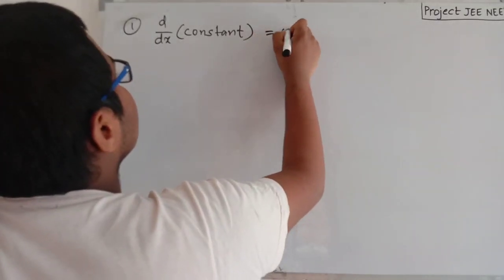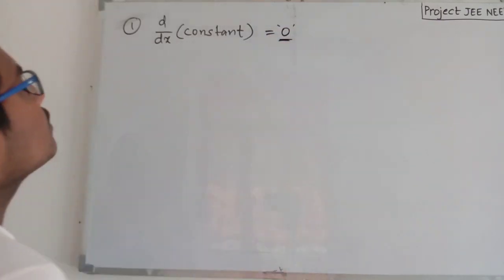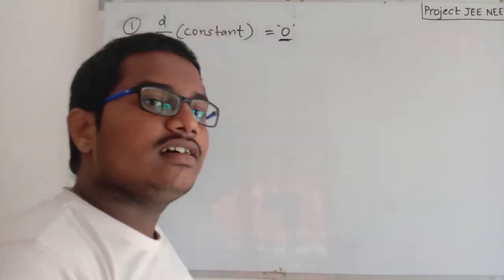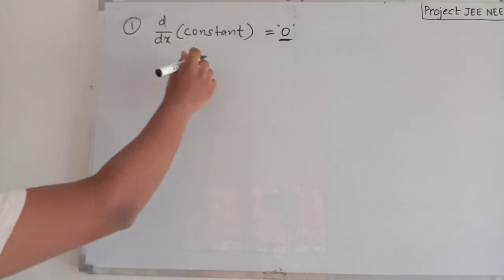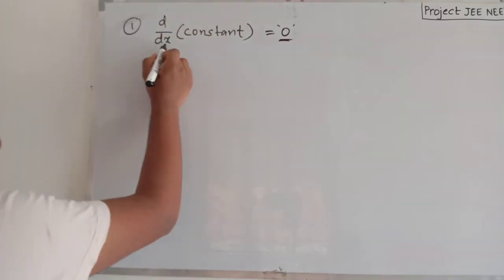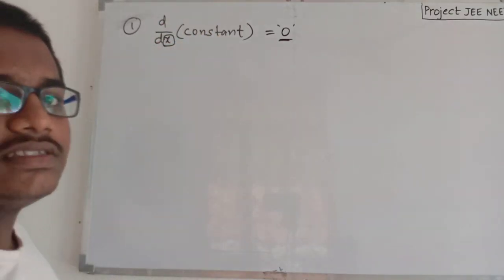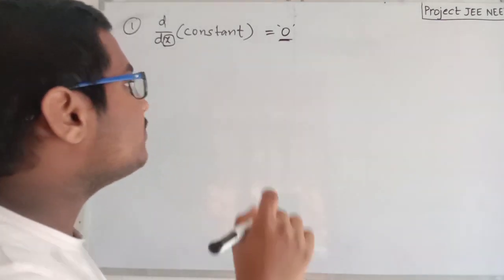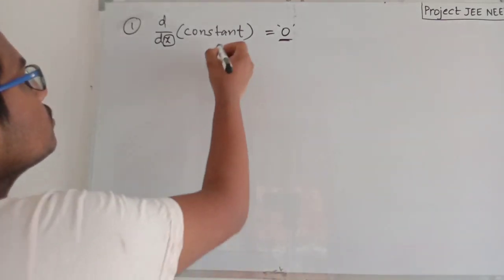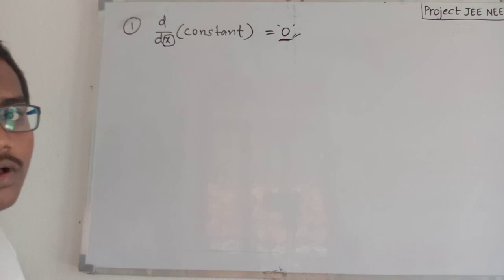So d by dx of constant is 0. ये कैसे आया सर? So we are calculating the change in the constant with respect to x. There will be no change in the constant, right? This is a simple way to understand this formula. So this is actually the 0.